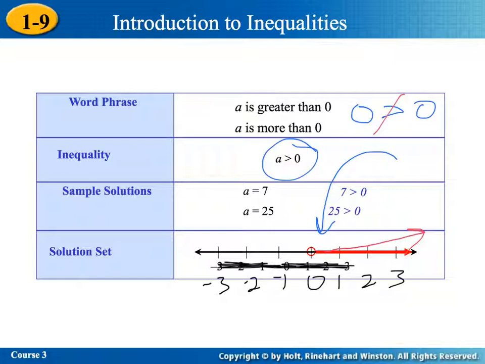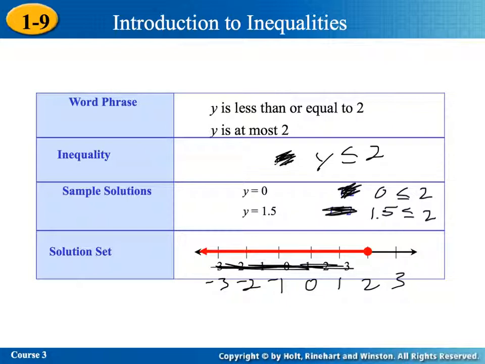All right? Converse with less than or equal to, or even greater than or equal to, we use a closed dot. See, this is where it says y is less than or equal to 2. 2 is included in our solution set, so we use a closed dot.